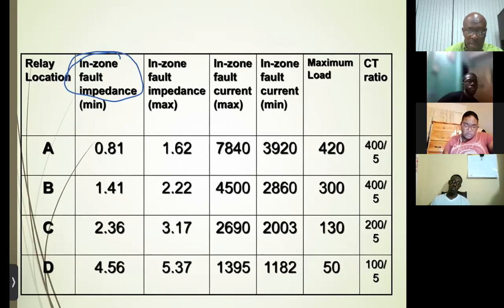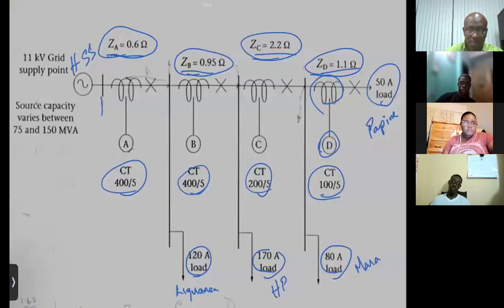Now look at where A is connected. A will be right at that bus. And the minimum in-zone impedance from A that it would see, right at the tip, would be the impedance of the source.